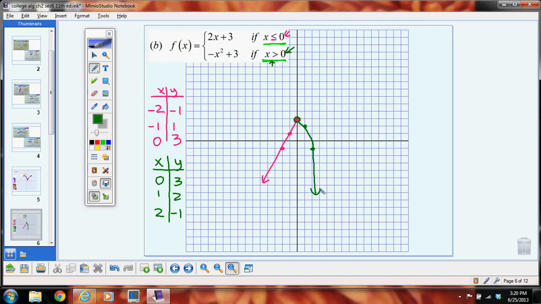This one, by the way, is continuous because you can trace the graph. There's no open hole. You can trace it all the way through. So that would be a continuous graph.